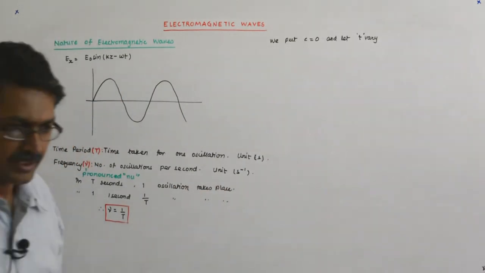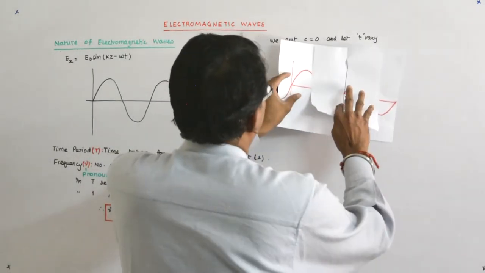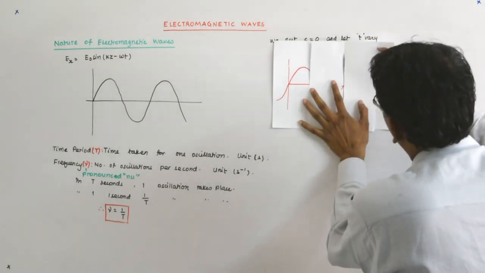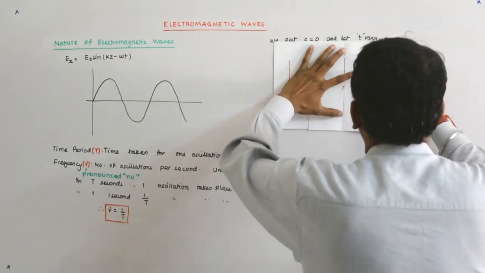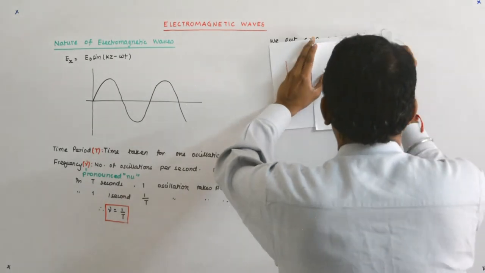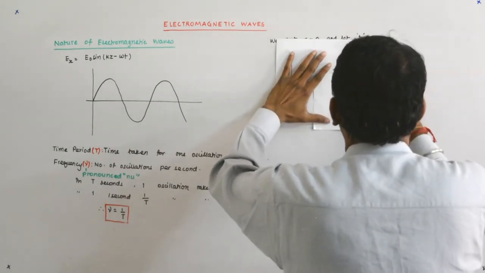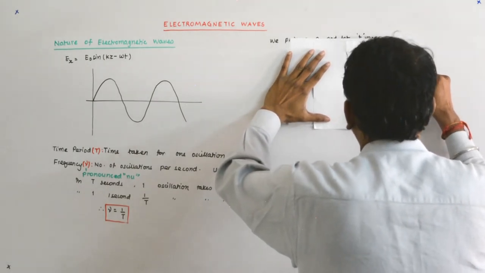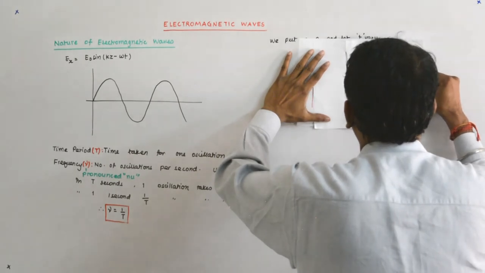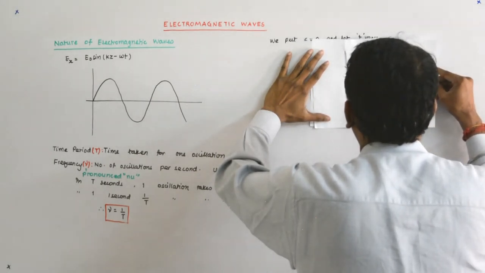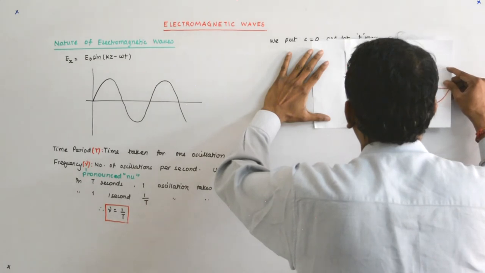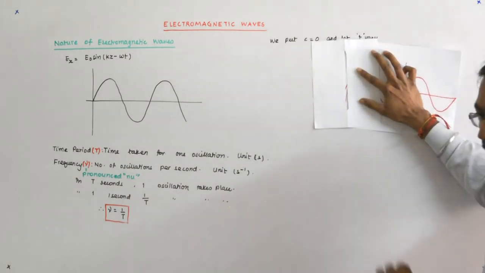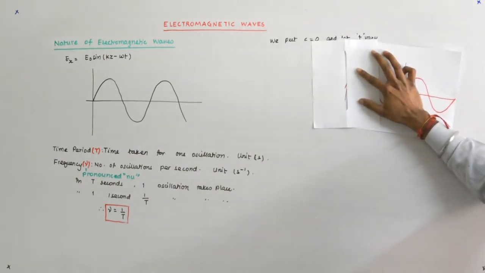Not yet. If you station yourself at z is equal to 0, you find that a point has moved down, then it starts moving up, again moves down, and again the whole cycle will repeat. You see, it's again on the way down.